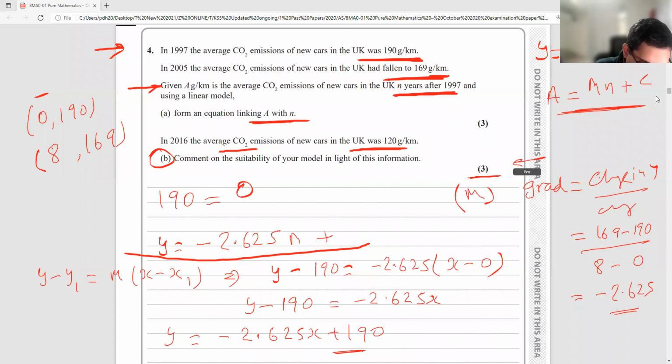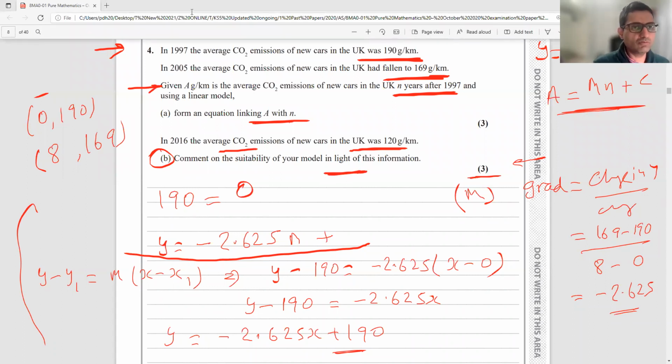So you need to use the same modeling to figure out what the carbon dioxide emission is going to be in 2016 by using the same model, and then you can write on the suitability of this model. Is it suitable or not? So I give you another minute or so and then we go through it.